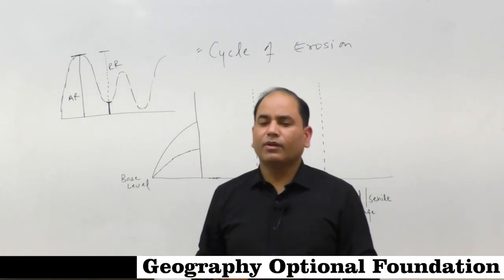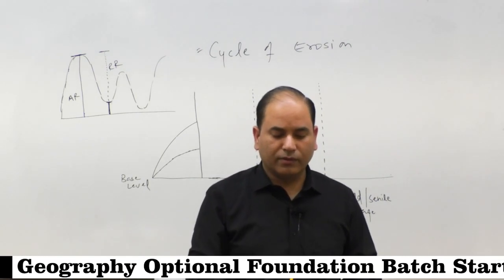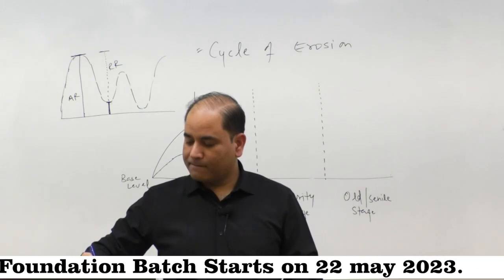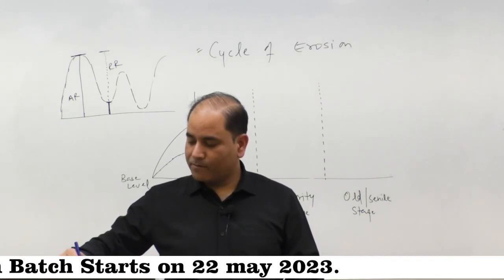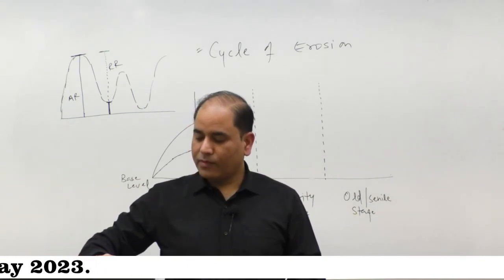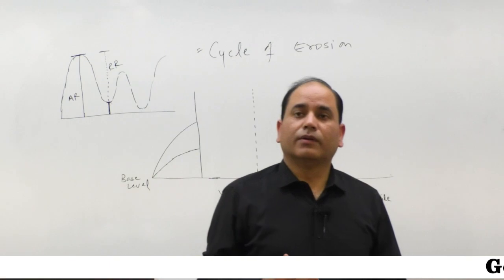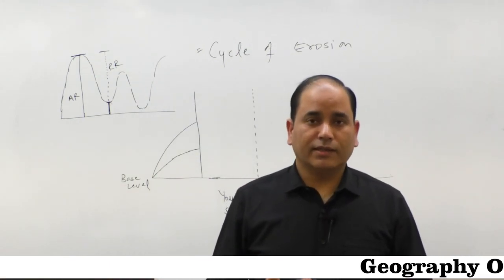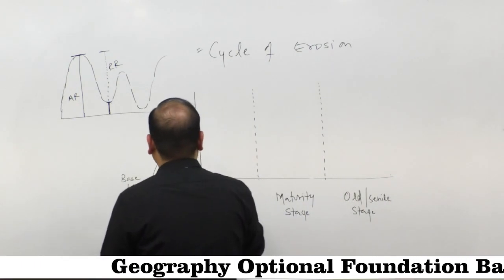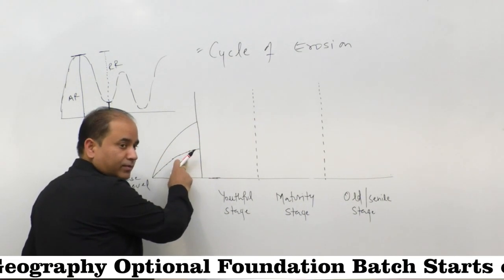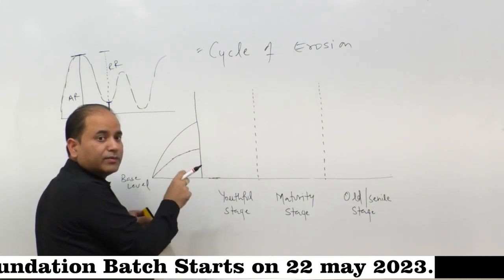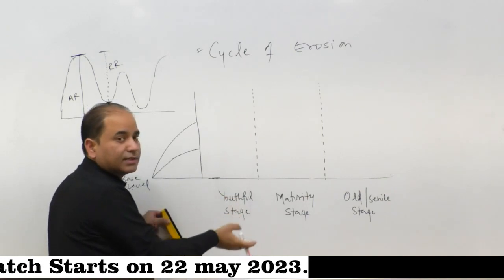So, if you look closely, what was the idea of Davis as far as landform development? You will find he is simply saying that there will be a sudden and rapid upliftment. Once this sudden and rapid upliftment ceases, then the cycle will start.